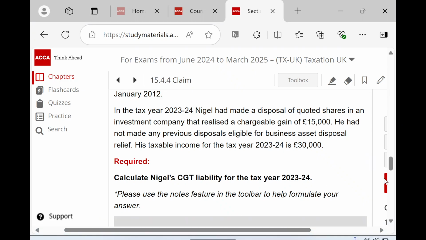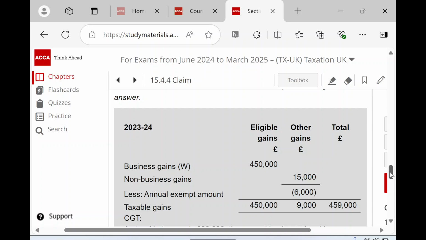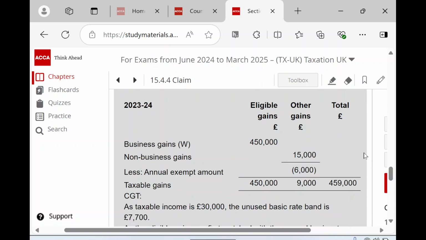So where do we go from here? Well, we'll see as we run down the answer that the key point in relation to the two different gains, one eligible, one not, is columns. We've got three columns here. Now, do you need the third one? Well, I would incline to put it in because we could have more than one gain. More than two.